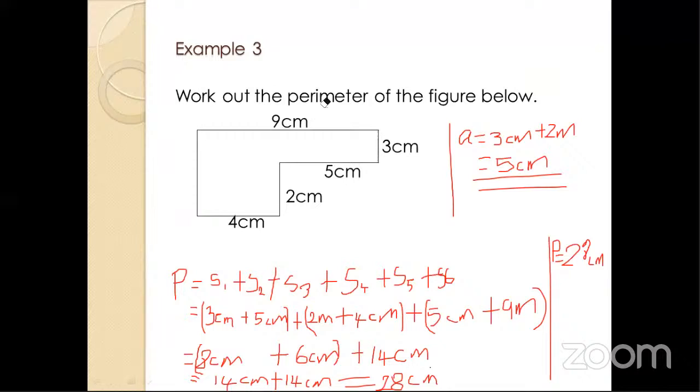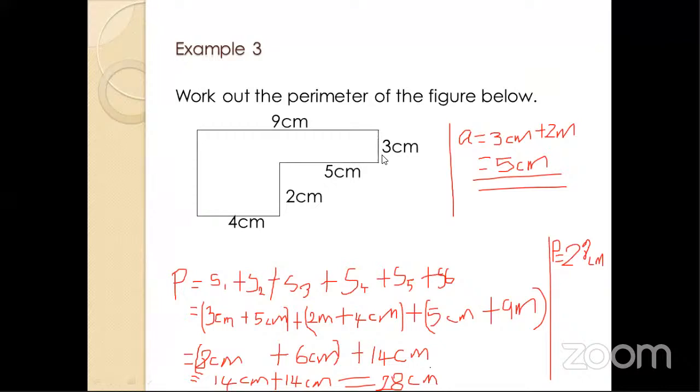Yes. So let me get another question. Monica, do you have a question? Monica, unmute and talk. Teacher, yes. There where you got A is equal to 3 plus 2, where did you get the 3 centimeters? Okay, very good. That is what I want.